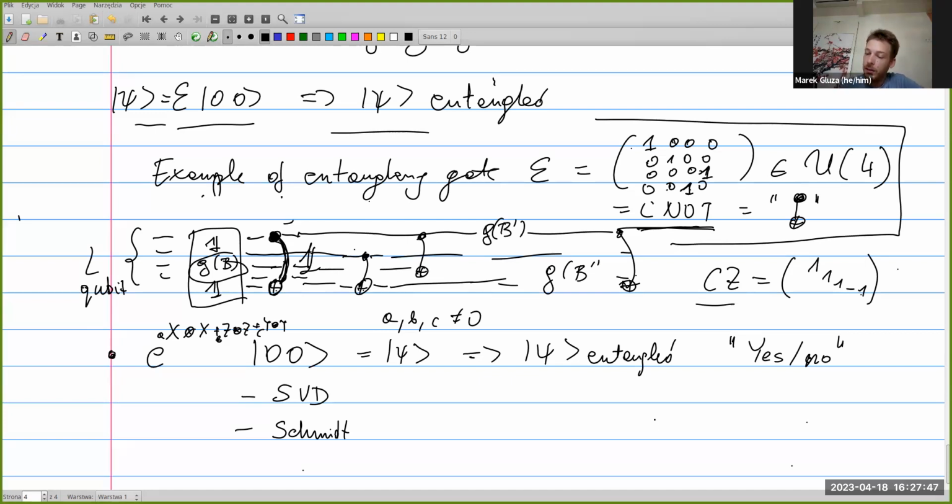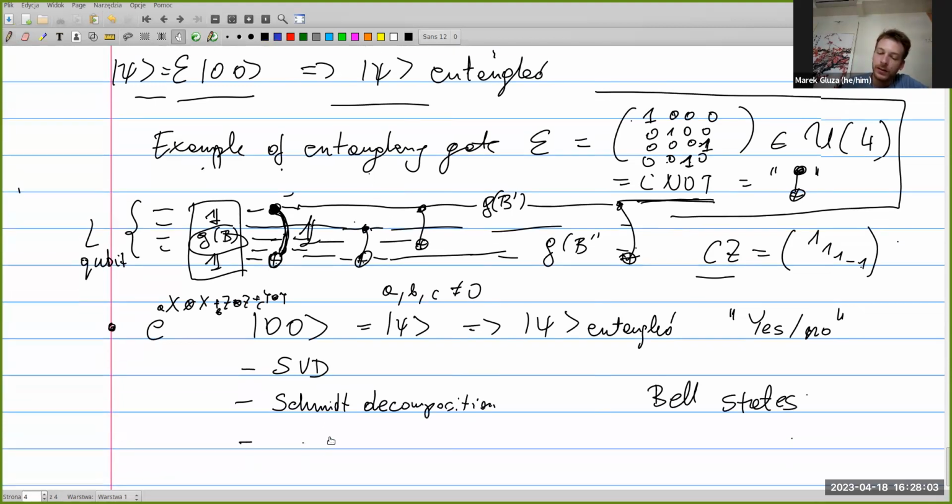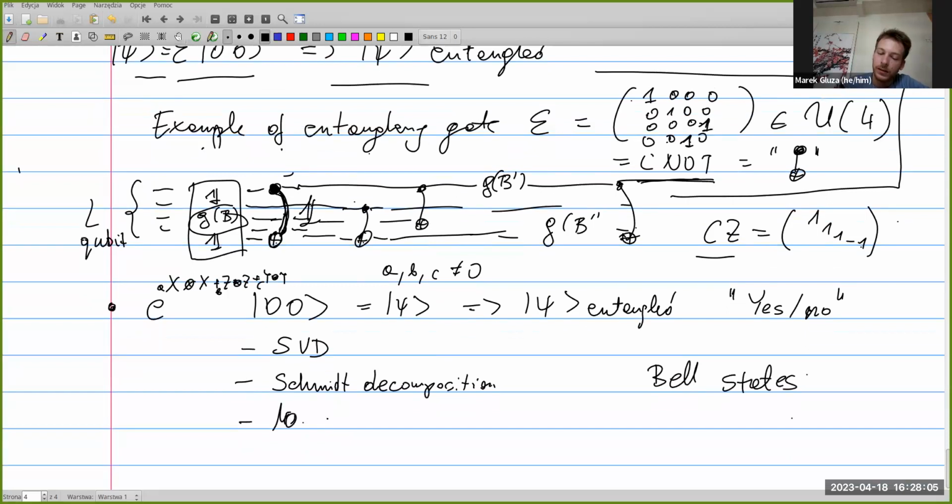And they create Bell states. So I'm writing it down because the Wikipedia for this will be very rich. Using SVD, we can do the Schmidt decomposition. And then we could define local unitaries. I will write LU for local unitaries.